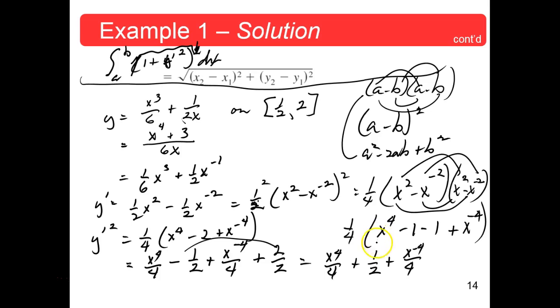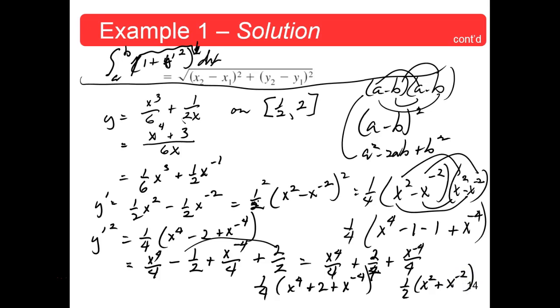But I don't like that too much. I want to make this 2/4. Is that all right? Okay. Now I'm going to pull the 1/4 back out, and I have x to the fourth plus 2 plus x to the minus fourth. Don't I? Now that's a perfect square. That is exactly a perfect square of 1/2 of x squared plus x to the minus 2. If you don't believe me, go back and do it.